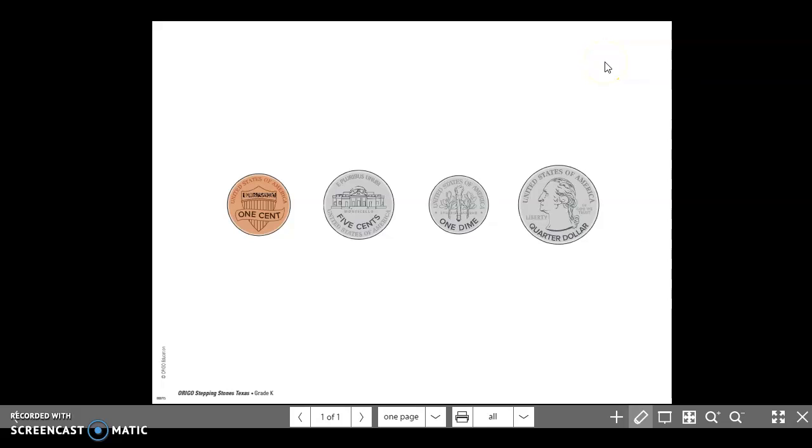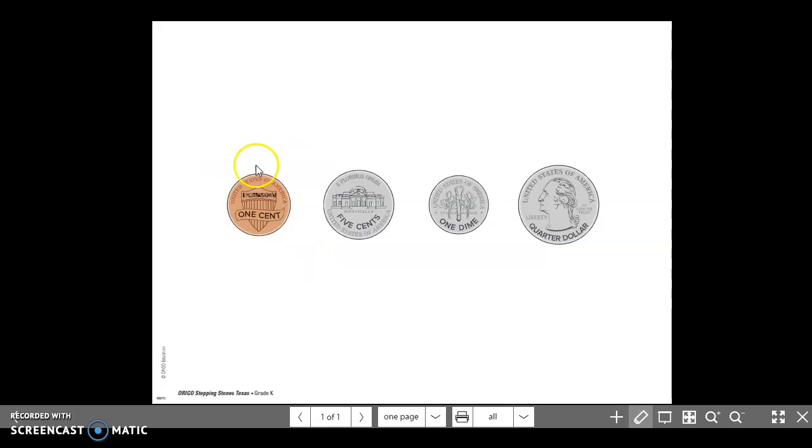This week in math we're going to begin to talk about money. And today we're going to start by talking about coins. And we're going to talk about the names of these coins and the value that they have. And we're going to take a look at these 4 coins here in this illustration. And we're going to go from left to right and talk about what these coins are called and how much they're worth.